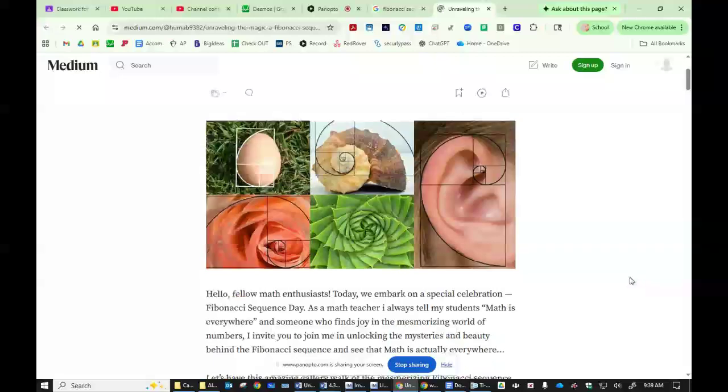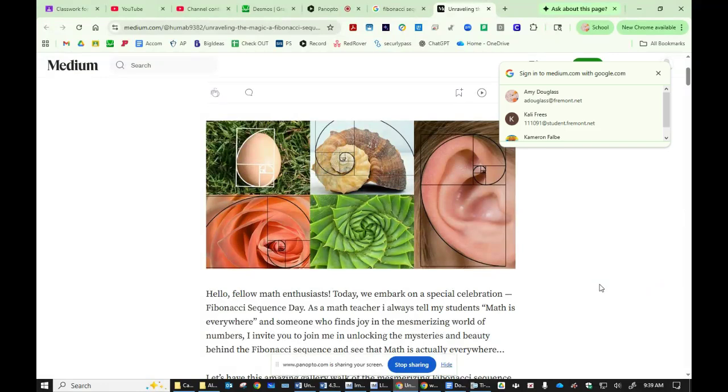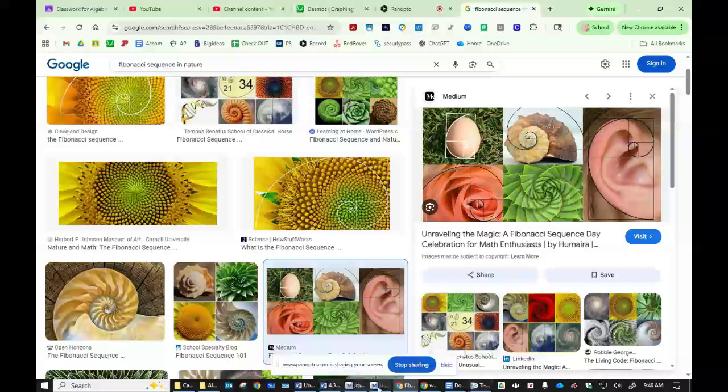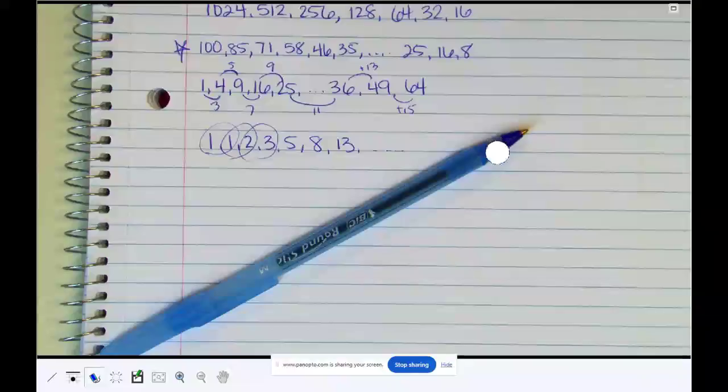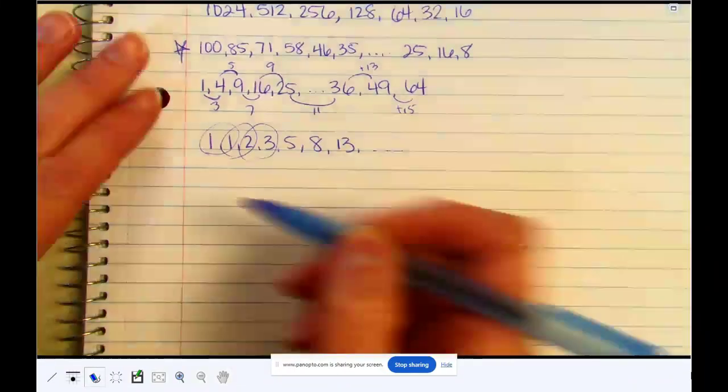So it has to do with things that start out small and they get bigger and bigger. So there's the shape of the shell. There's the shape of that plant where it gets bigger and bigger. This one gets bigger and bigger. I don't know where the egg comes into it, but whatever. Okay. So anyway, that's the Fibonacci sequence. That's all we need to really know about it. So that's what we're talking about, our sequences.